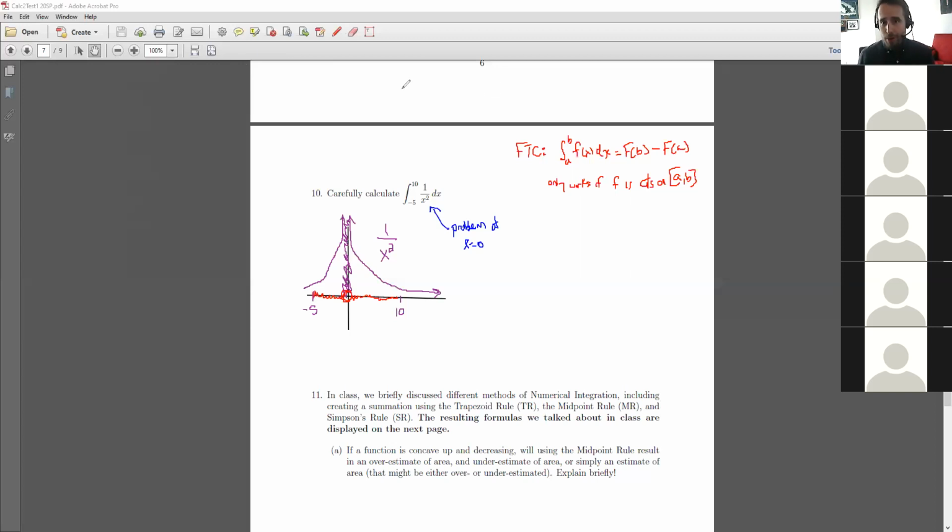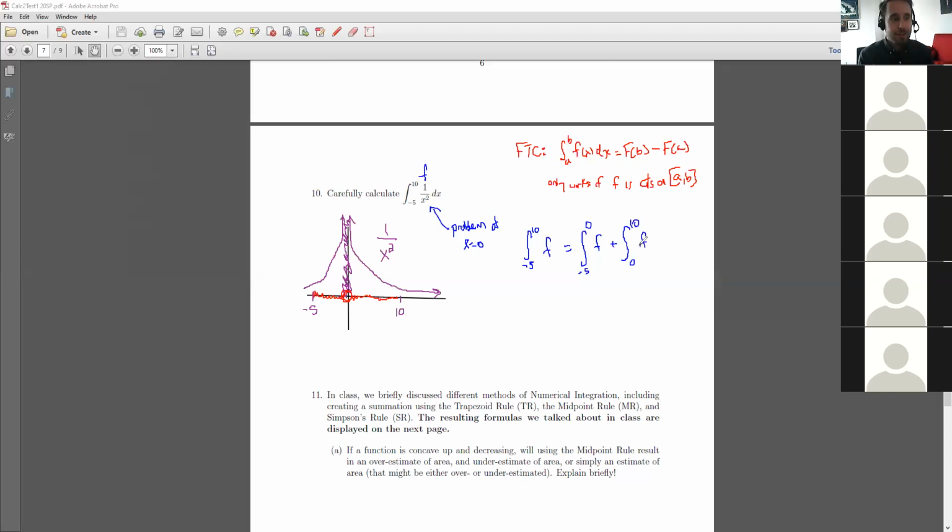So what we're going to do is basically function surgery, or integral surgery here. We're going to split up. I'm just going to call this function f, so 1 over x squared is function f. We had the integral from -5 to 10 of f. We need to split this up, slice at 0. So this should be from -5 to 0 plus 0 to 10.